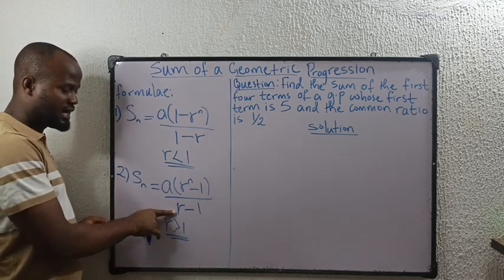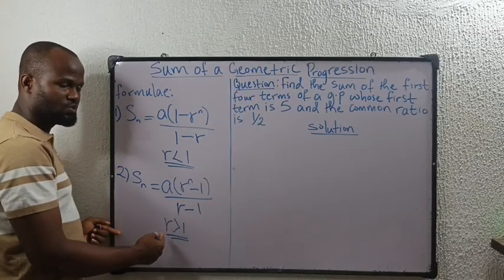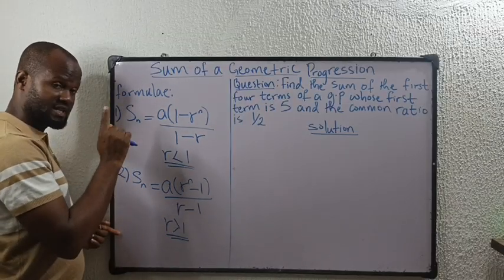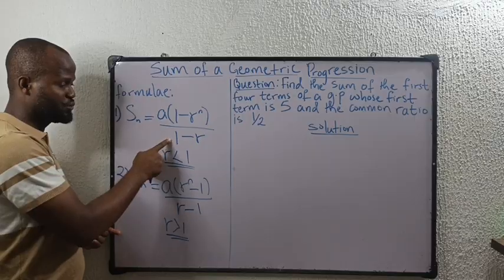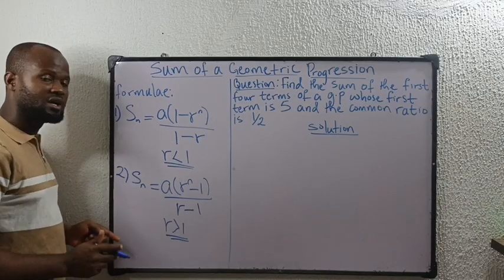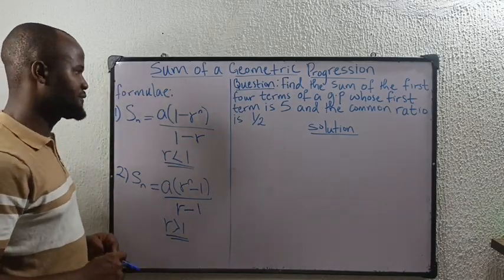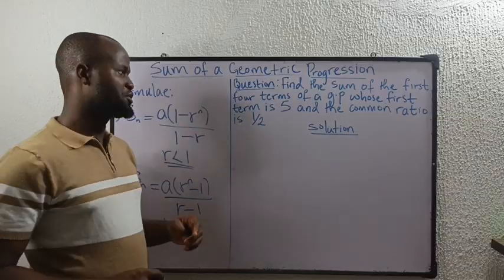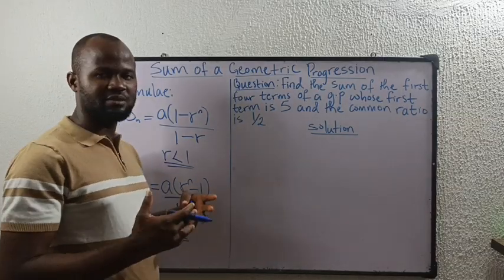So here you can see that r is subtracting 1. And when the common ratio is less than 1, you use this one in which 1 here is subtracting r. It's not difficult. Just take note of that. So we have a very simple question on the board, and this question will help you understand it better.